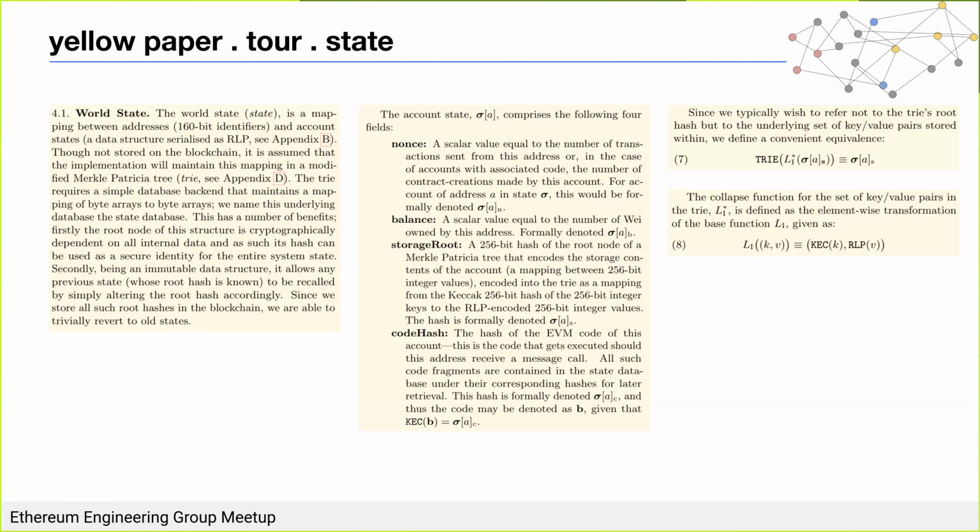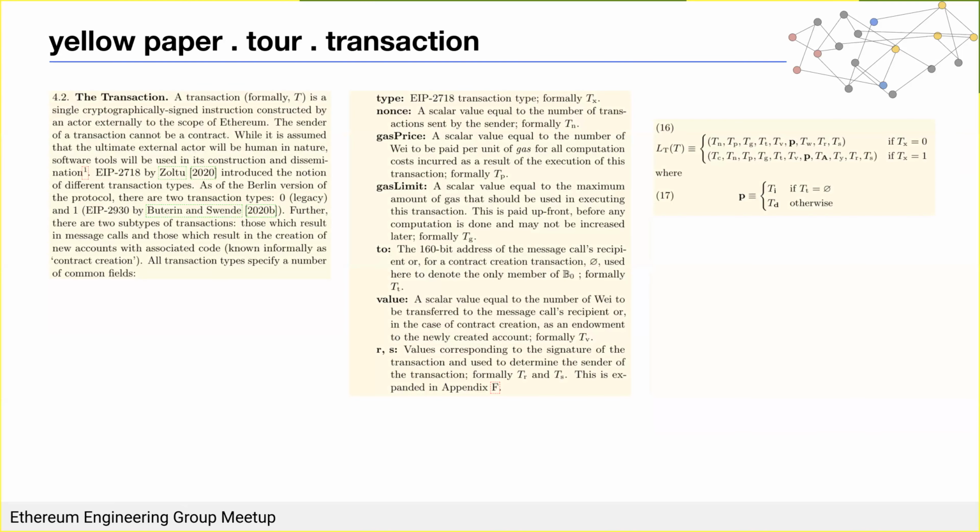We have two more examples of formulas here. We have the equivalence between the state and the transformation, like this is how it defines accessing key value pairs inside the state. And then we have the collapse function, which is given in formula 8 here. The yellow paper further goes on to describe what a transaction is.